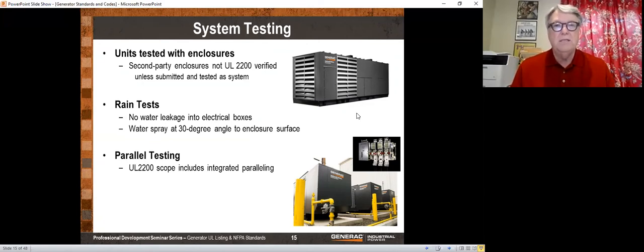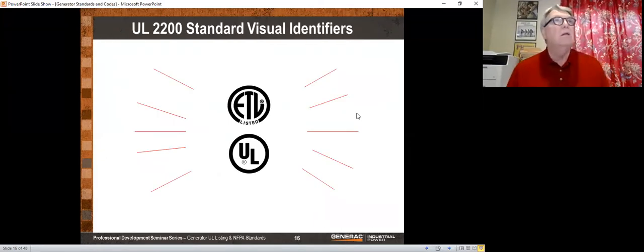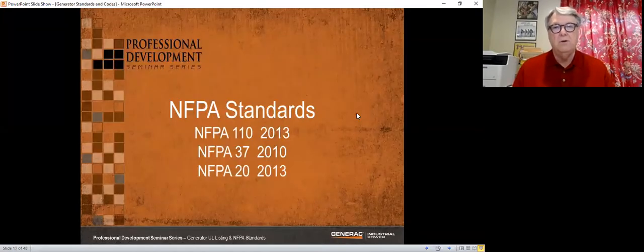Here's some more things. Rain tests. Make sure there's no water leakage into the electrical boxes, and they do water spray. And then parallel testing is on generators that would have integrated paralleling. We've already talked about integrated paralleling in other webinars. And finally, you get your sticker. Again, an ETL sticker and a UL sticker really are both the same. It just is a difference in whether you had it tested by UL or tested by ETL, but they both test to the UL 2200 standard and certify that the generator has met all those standards.